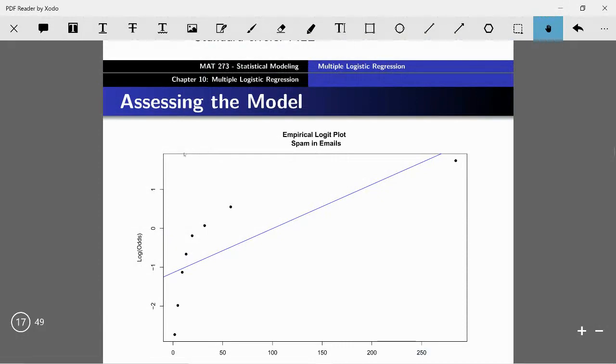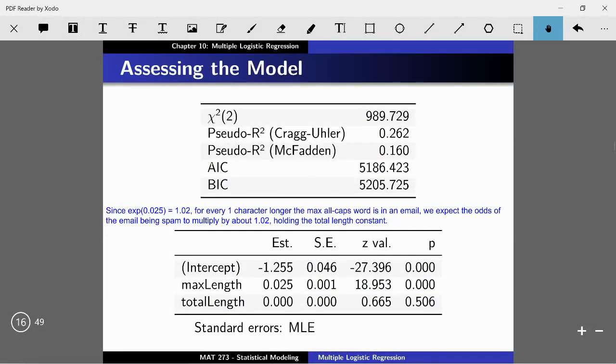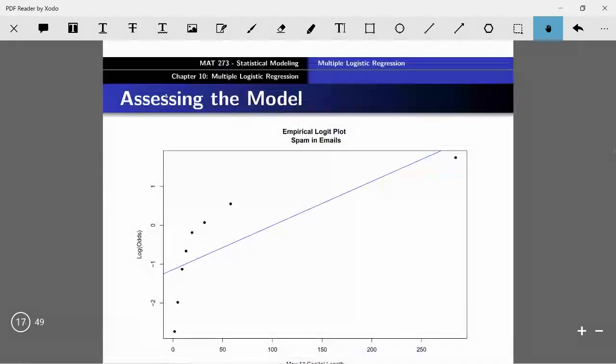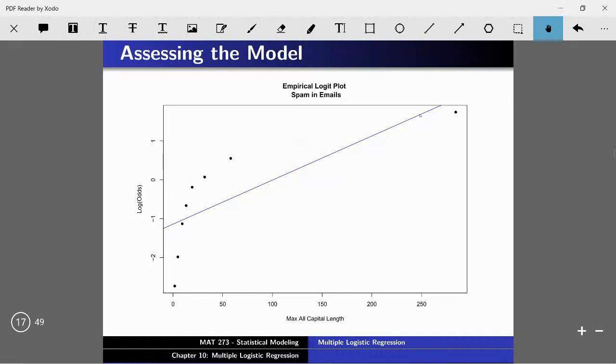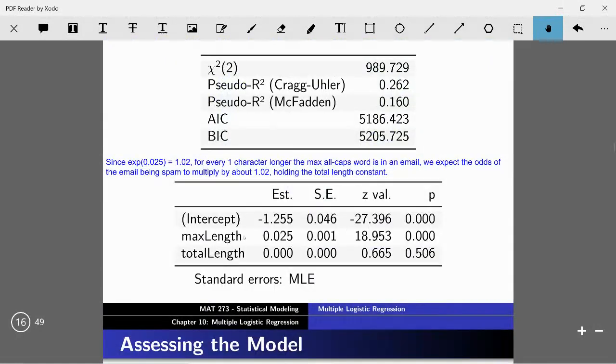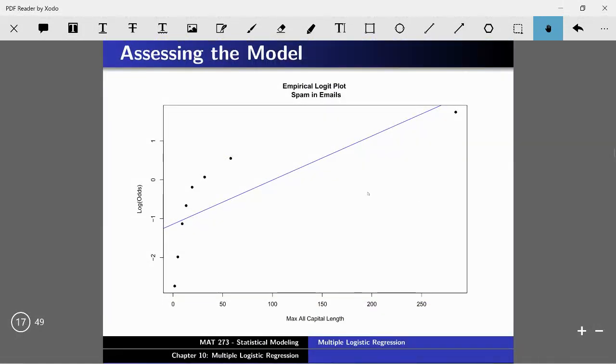So for assessing the model here, let's suppose we fit this model. Now we want to check the linearity assumption using some empirical logit plots. We do one empirical logit plot for each predictor. To start, we look at the max all capital length variable. Here we see there's certainly a positive trend. The longer the max all capital length, the more likely it is that the email is spam. But it's not looking very linear. This is a concave down sort of trend because the derivative is decreasing as we go, so the second derivative is negative.